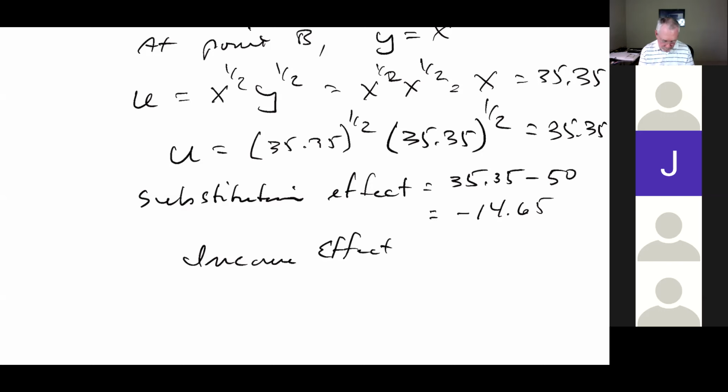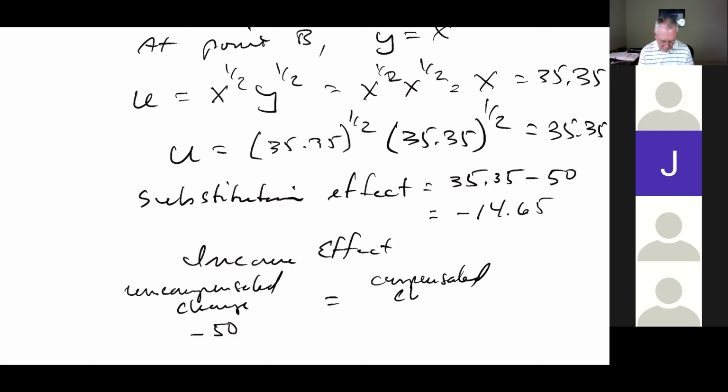has to be, I've got the uncompensated change, which we said was minus 50. We're saying that this is equal to the compensated change, or the substitution effect, which is minus 14.65, plus the income effect. Minus 14.65 plus the income effect has to add up to 50. So the income effect must be an additional 9.35.